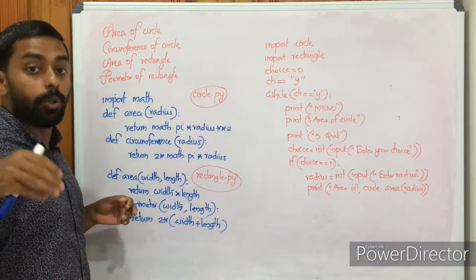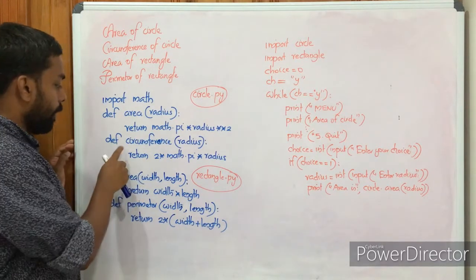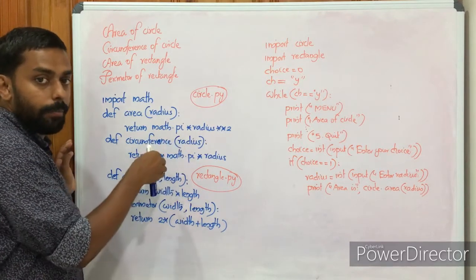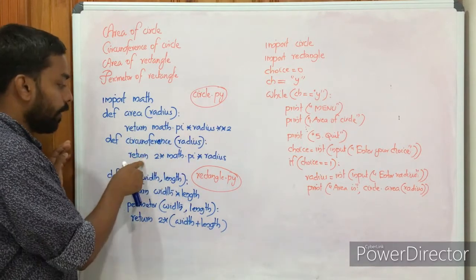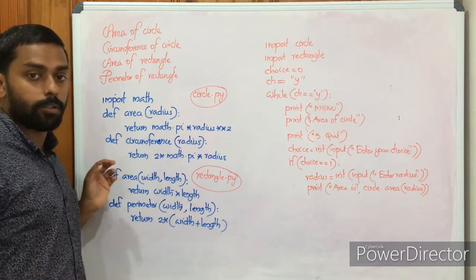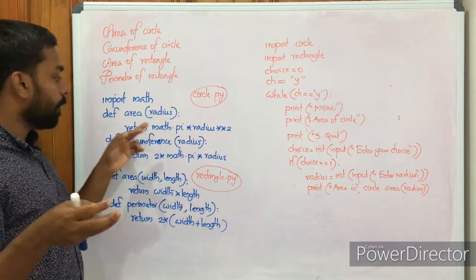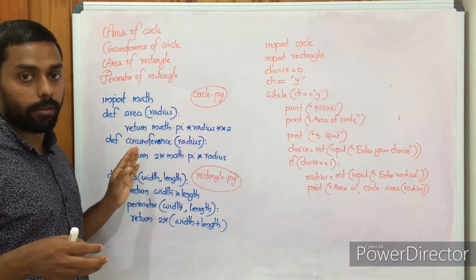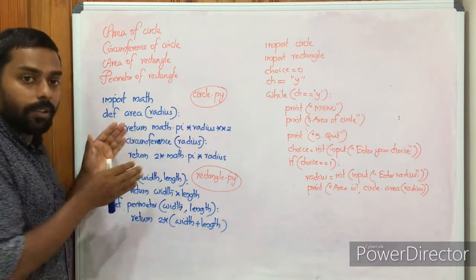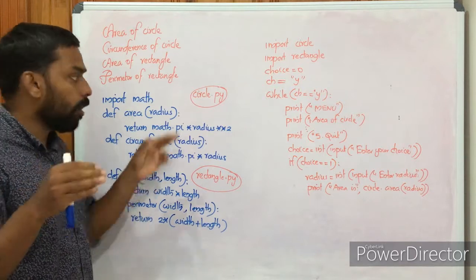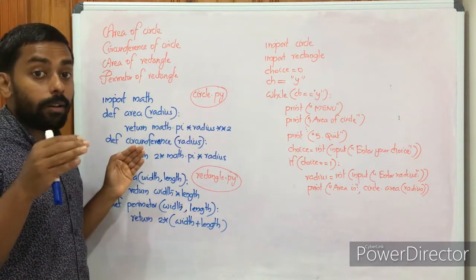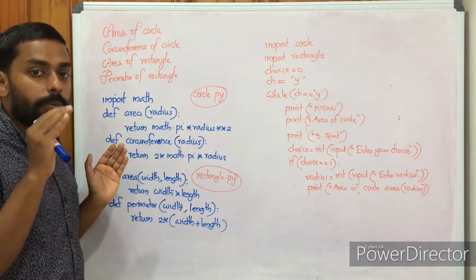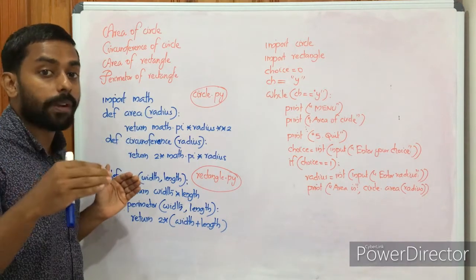Radius into radius, right? Then the second function, def circumference, takes the same radius as parameter. Then return 2 into math.pi into radius, 2 pi r. The first one is pi r square and the second one is 2 pi r. So these are the functions in the module circle.py, area and circumference, for performing area of circle and circumference of circle.